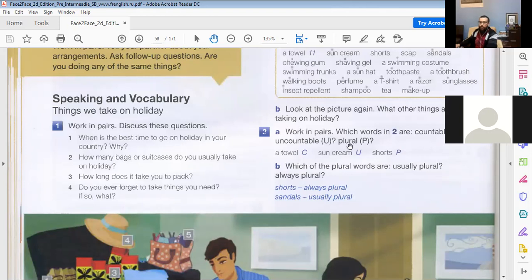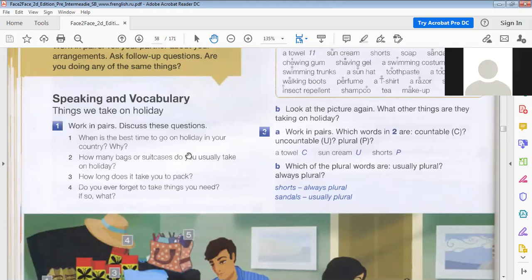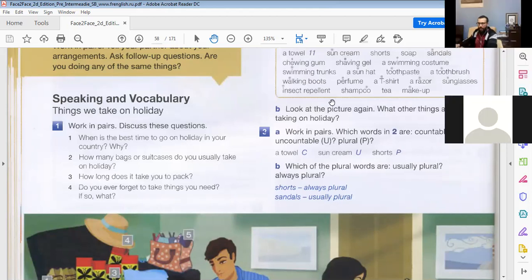of these nouns are always in plural because you cannot say sunglass or short or boot. Boot maybe, because you can, you know, you have a right boot and a left boot. So they're usually plural, but there are a few exceptions where you might be talking about your right boot or your left boot. Then it's okay to say boot, but usually it's plural. So we talked about this.